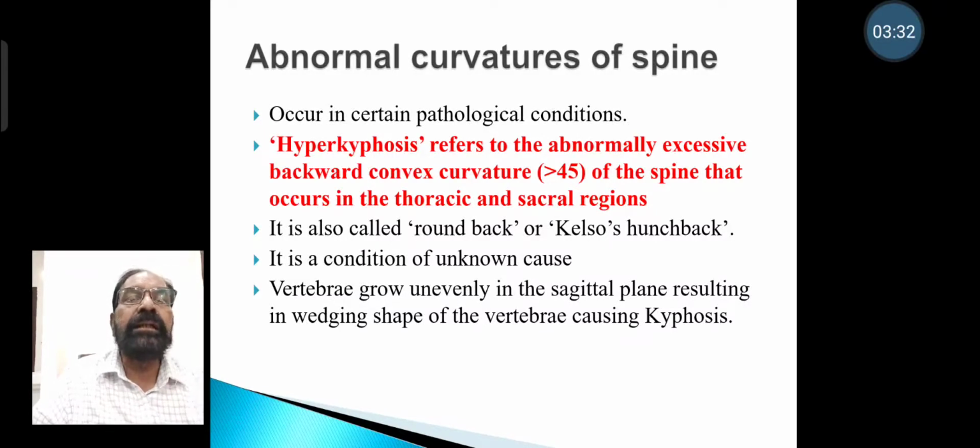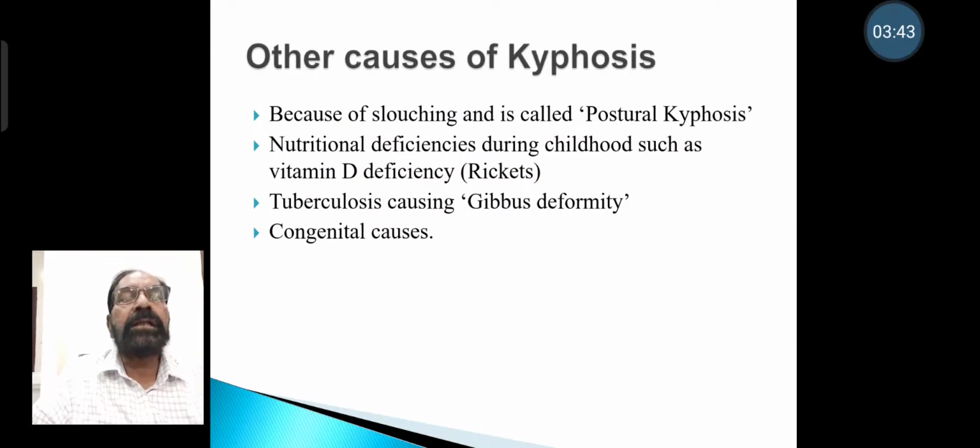Vertebrae grow unevenly in the sagittal plane, resulting in wedging shape of the vertebrae, causing kyphosis. Other cause of kyphosis is slouching, and is called postural kyphosis. Nutritional deficiencies during childhood such as vitamin D deficiency, that is rickets, and tuberculosis causing gibbous deformity, and there are other congenital causes.